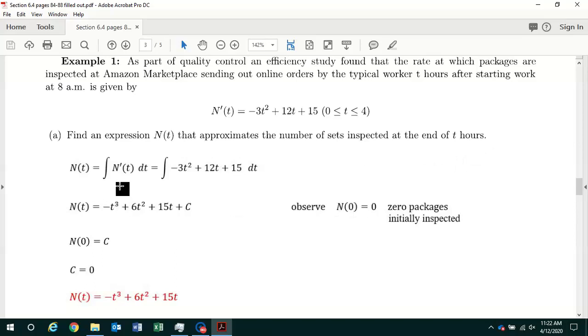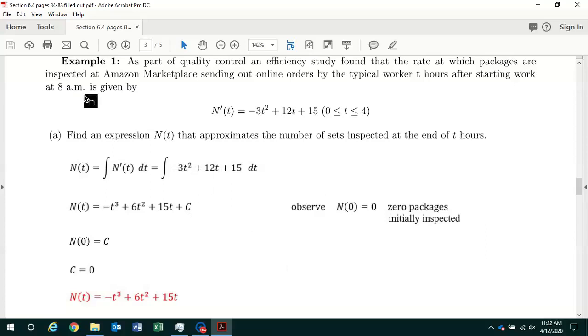Well, N of t is equal to the antiderivative of N prime of t to within an unknown constant c. And N prime of t, right, is equal to this function. And when we anti-differentiate it, we get N of t is equal to minus t cubed plus 6t squared plus 15t plus the unknown constant c, which we've got to figure out what it is.